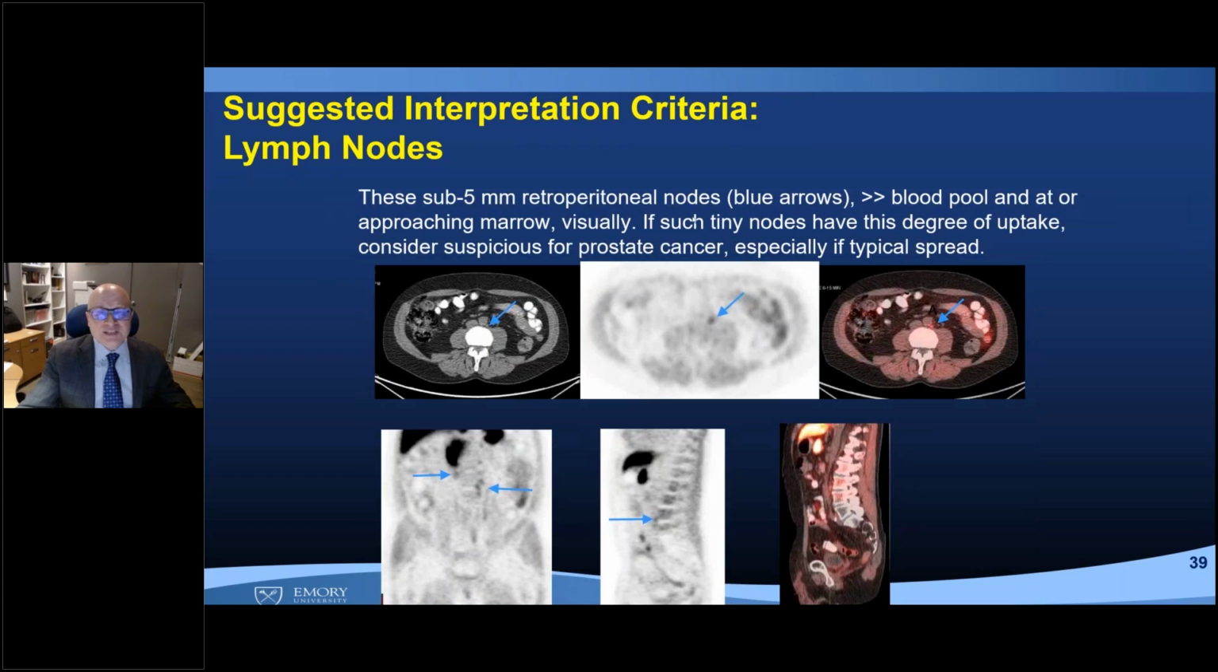This triggered a biopsy, and this was confirmed benign. Now, these less than 5 millimeter retroperitoneal nodes are significantly greater than blood pool, and they're at least approaching, if not as much as, marrow. And notice how they're rising up in the retroperitoneum. These are typical for prostate cancer recurrence.